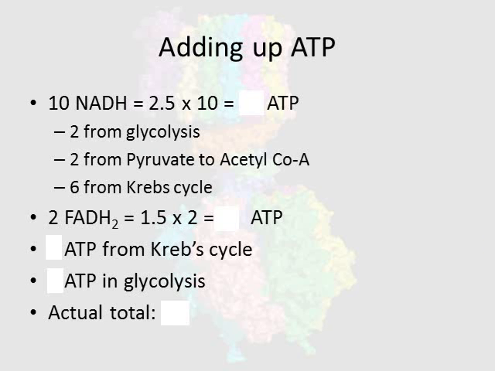This is just going to add it up for you again. In total, we have 10 NADHs. 10 times 2.5 is going to give us 25 ATP, so the vast majority comes from that right there. Again, 2 from glycolysis, 2 from pyruvate to acetyl-CoA, and 6 from the Kreb cycle. Then these 2 FADH2s, 1.5 times 2, give us 3 ATP. Again, 2 from the Kreb cycle, 2 in glycolysis, and the actual total is 32.